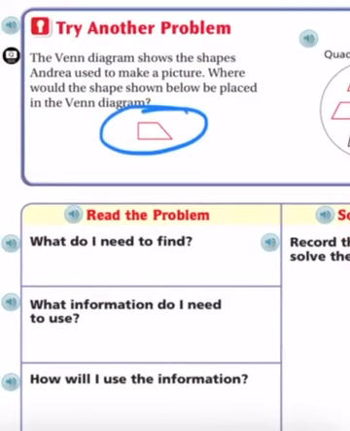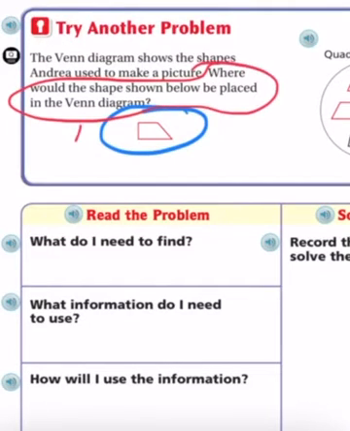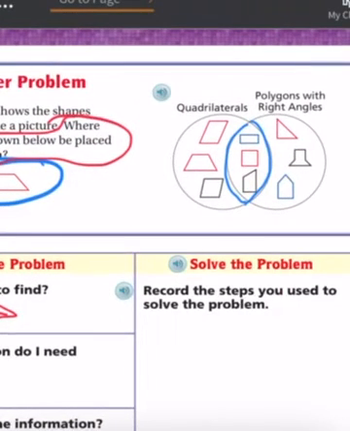Again, we don't have to rewrite the whole question, but we do need to circle the question, and that's what we need to find. Okay. What information do I need to use? Well, we're going to use the circles labeled quadrilaterals and polygons with right angles.